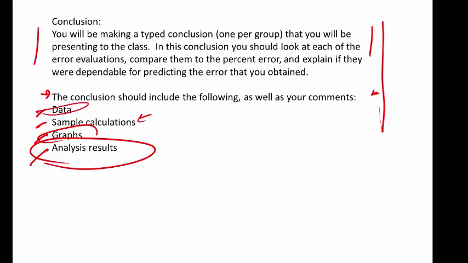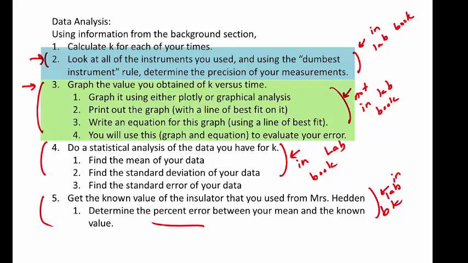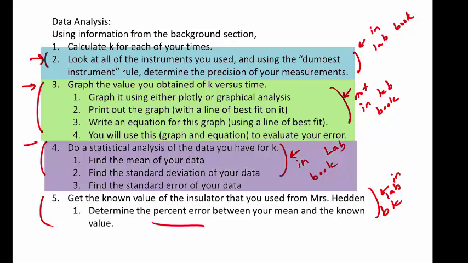And in addition, you're going to have to discuss how these 3, so what 3 do we have here? Number 2, dumbest instrument rule. Looking at that graph and looking at the equation, and I want you to try and figure out how that graph will help you to figure out your error. And statistical error. You're going to use those 3 methods and say, well, this was my actual percent error.